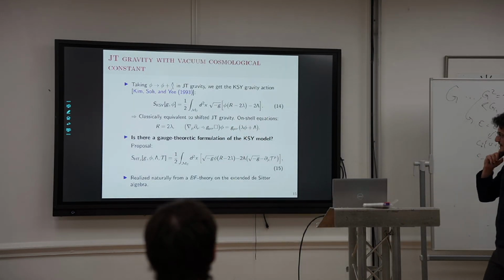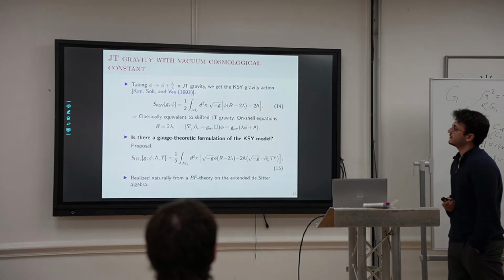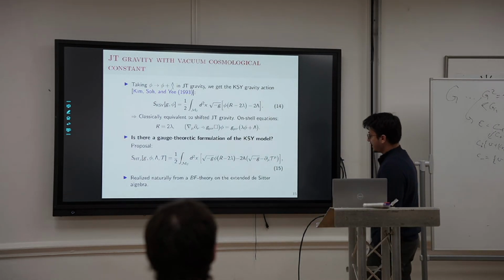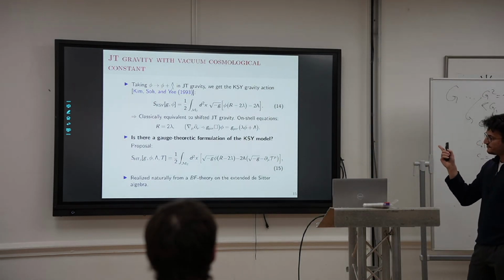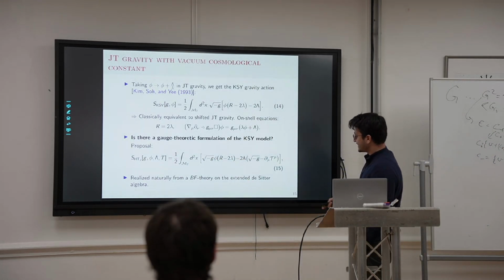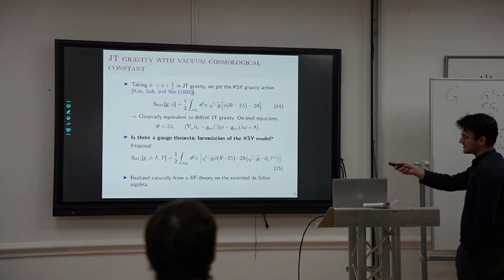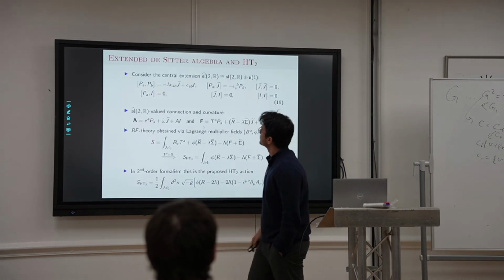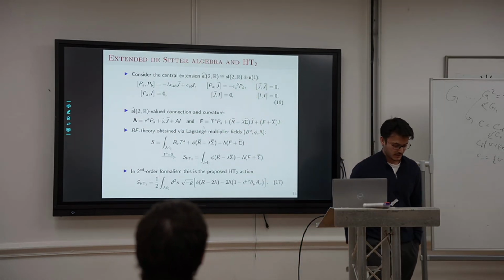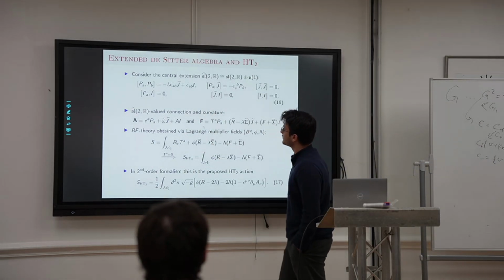Well, a naive guess or a proposal is that you take lambda, you make it an off-shell variable, and you introduce this auxiliary vector field. We will now see that actually this action 15, we call this HT2, comes from a BF theory, but if you take the extended de Sitter algebra. So what is this extended de Sitter algebra? It's basically SL2R and then a U1. You basically do a direct sum, and then you introduce this central element I.